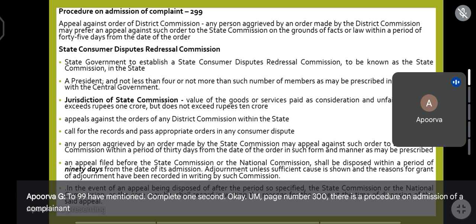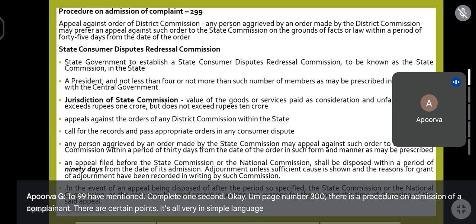There is a procedure on admission of a complaint. There are certain points. It's all in very simple language, so you can go through that.